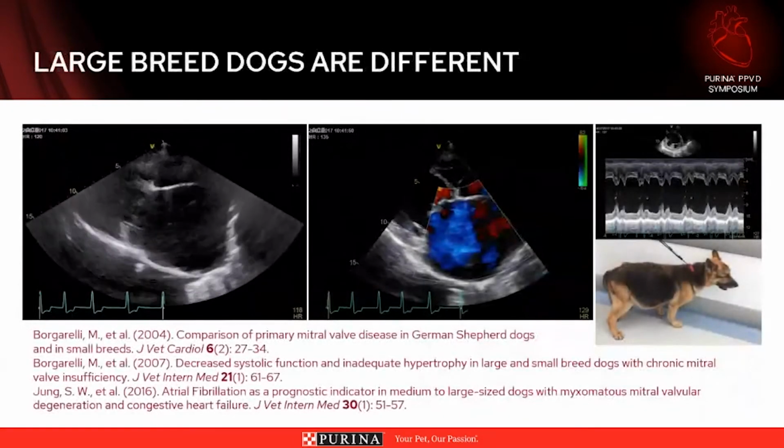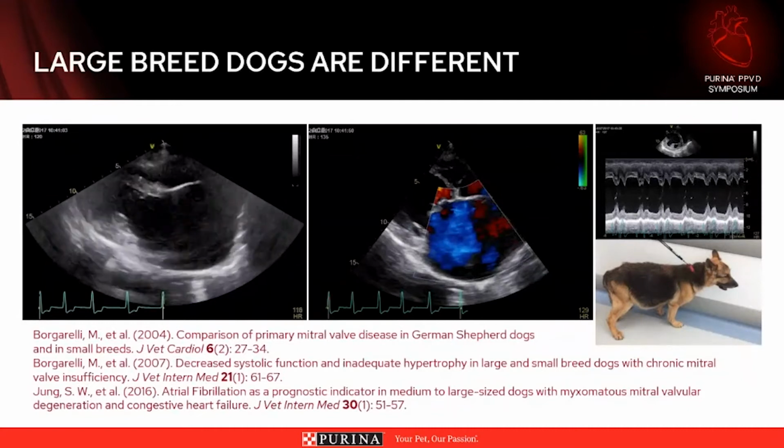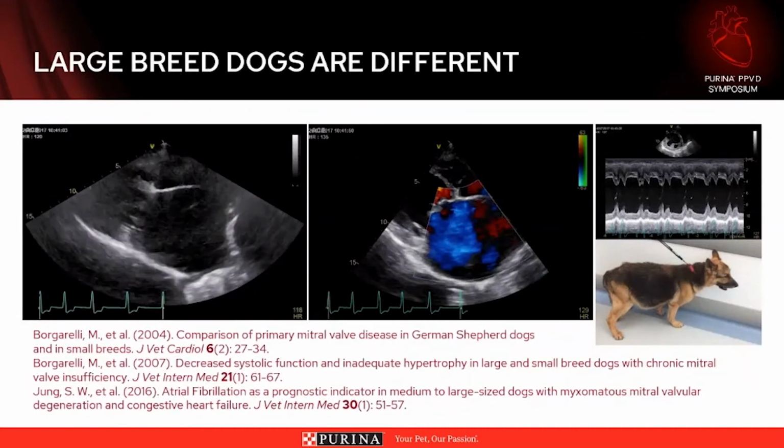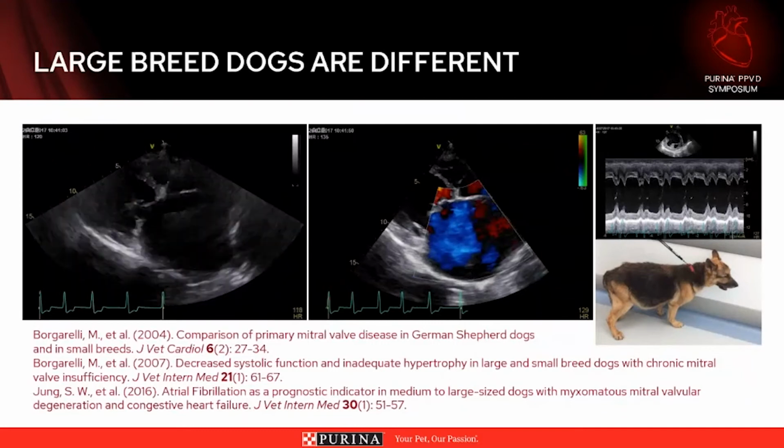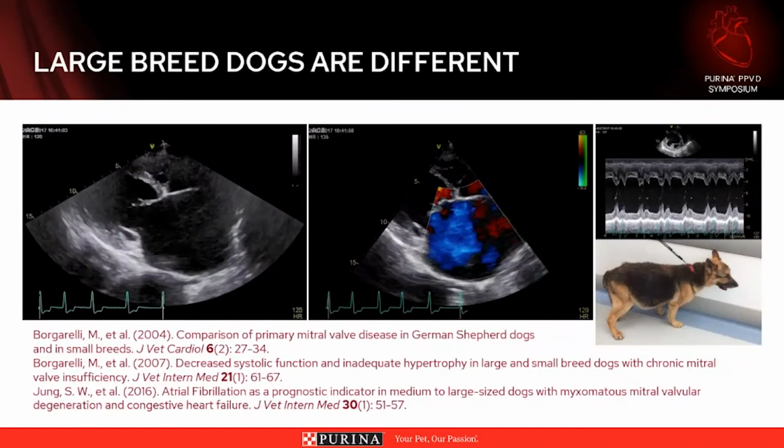So we talked about this being much more a condition of our small breed dog friends, but it does occur in large breeds. It's not so commonly a cause of congestive heart failure, but a lot of older dogs, whatever their size, will tend to have degenerative valve disease, heart murmurs at least. But we will occasionally see them present with very severe congestive heart failure.